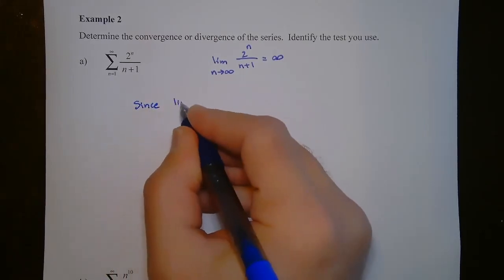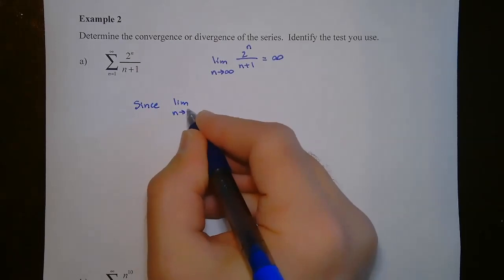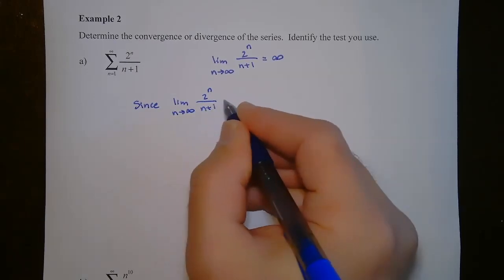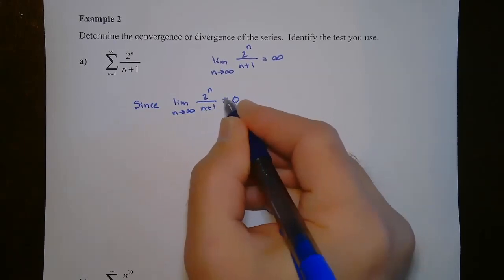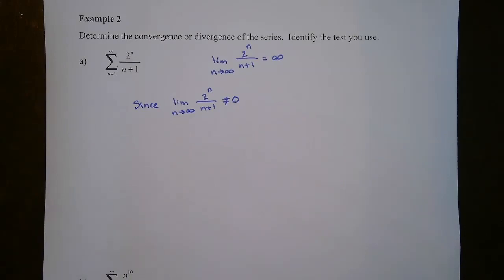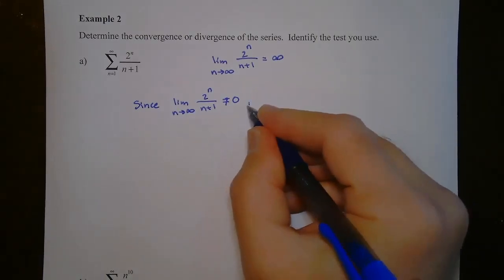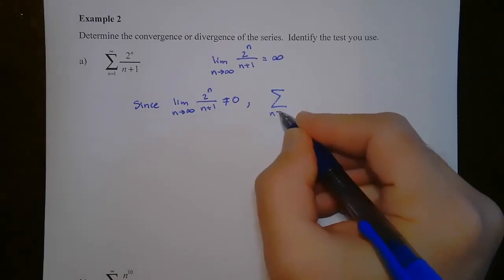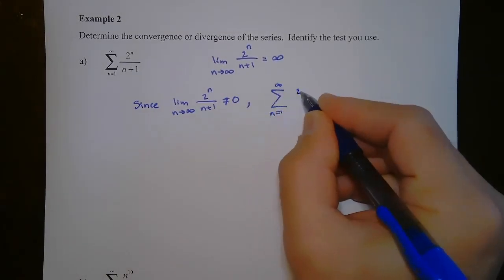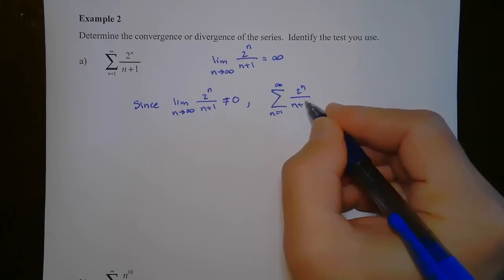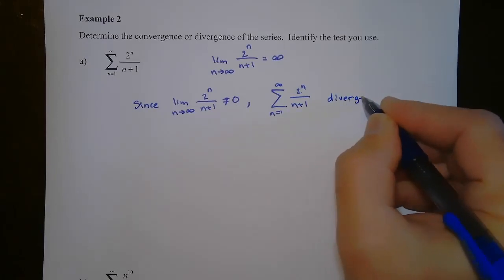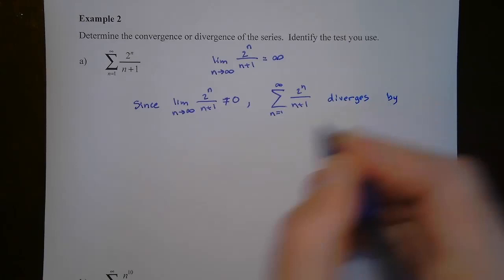So since the limit as n goes to infinity of 2 to the n over n plus 1 does not equal 0, we know that the series diverges. Therefore, this series, sigma n equals 1 to infinity of 2 to the n over n plus 1, diverges by the nth term test.